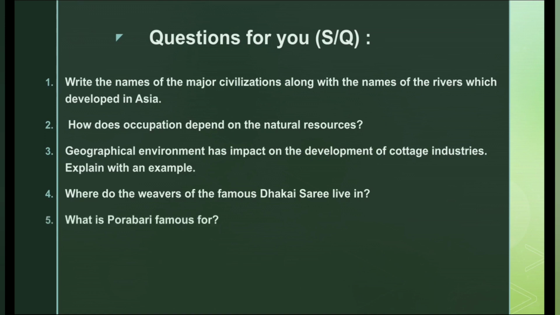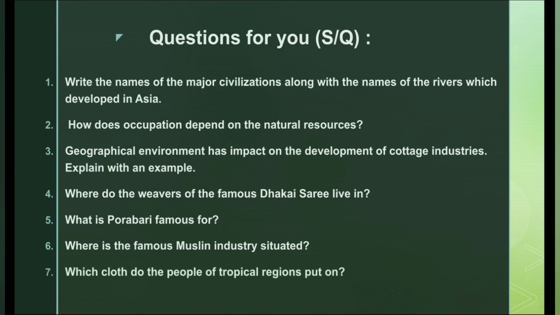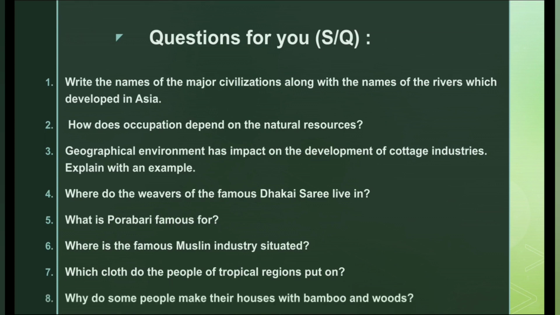Fifth one, what is Porabari famous for? Sixth one, where is the famous muslin industry situated? Next one is, which cloth do the people of tropical regions put on? The last one, why do some people make their houses with bamboo and oats?